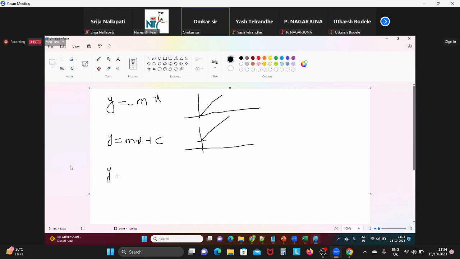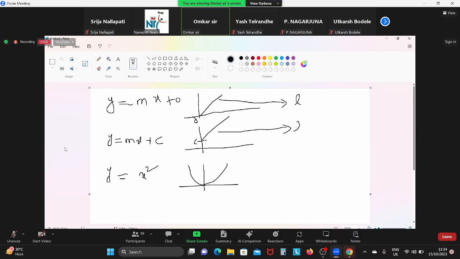And y is equal to x square, the graph will go like this, a parabola. This passes through 0 because you can write plus 0, right? If you observe, this is which line? It is a linear line. This is also a linear line. But this one is called a non-linear line.